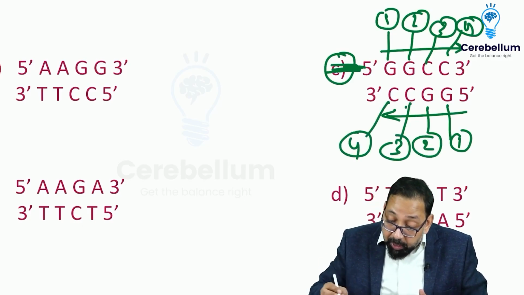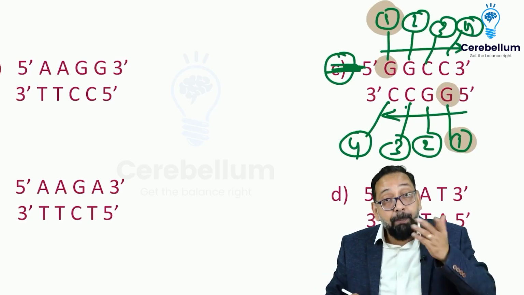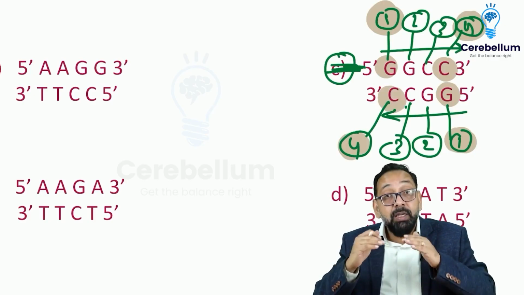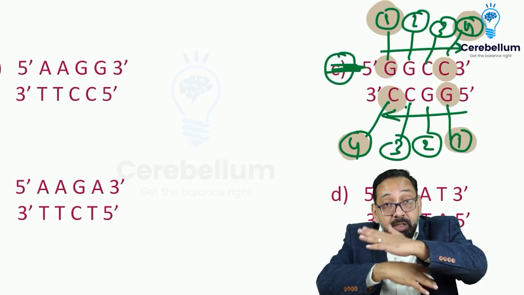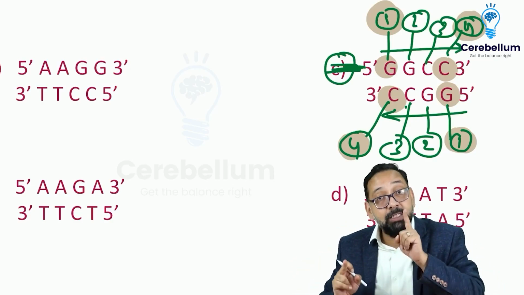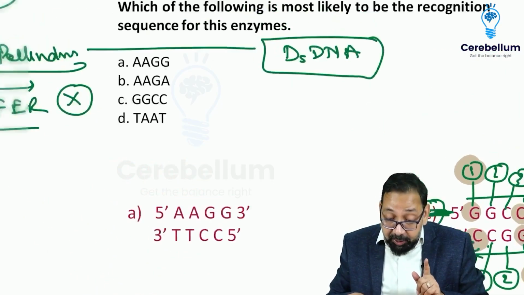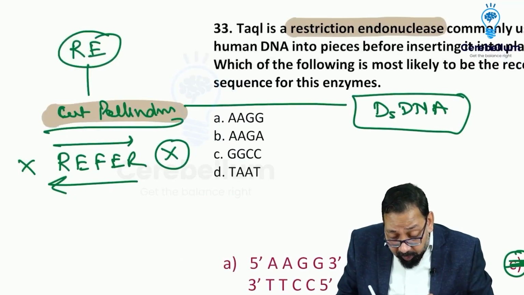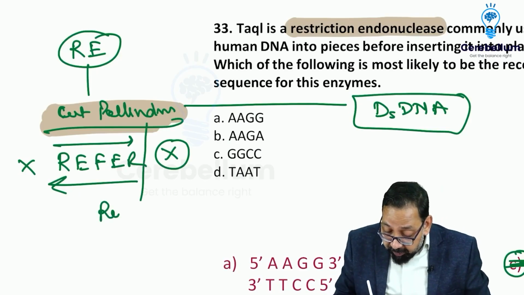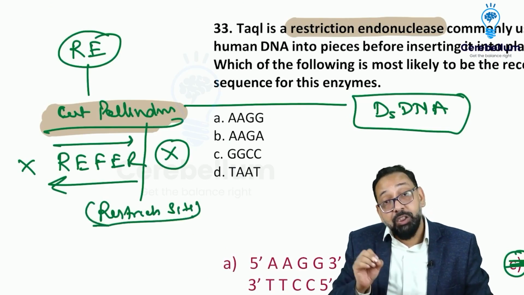So you can compare. In upper strand, first is G. In lower strand, first is G. In upper strand, fourth is C. In lower strand, fourth is C. Means in a palindrome, in both strand, if you read from 5 to 3 direction, sequence should be same. That is palindrome. So palindrome is double-stranded DNA, and restriction endonuclease cut palindrome. That's why palindrome is also called sometimes restriction site, because it is cut by restriction endonuclease.